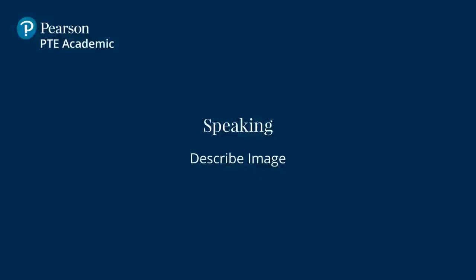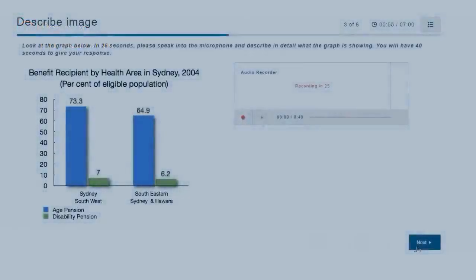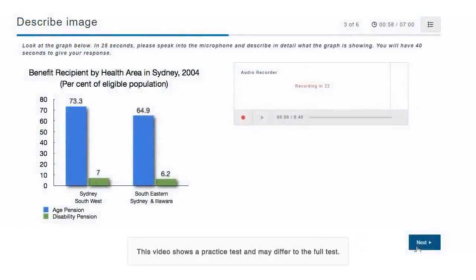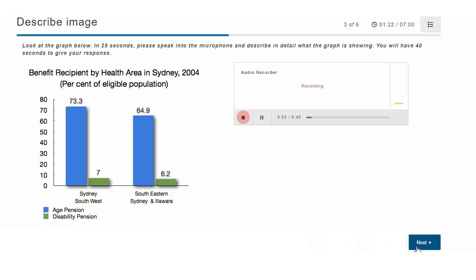Describe image. For this item type, you need to describe an image. The recording status box displays a countdown until the microphone opens. You have 25 seconds to study the image and prepare your response. You hear a short tone. After the tone, start speaking immediately.